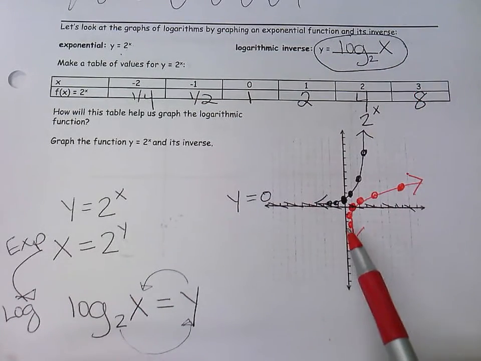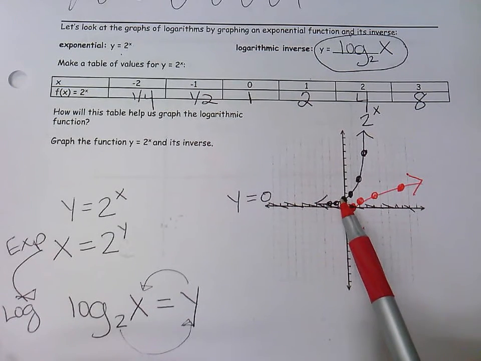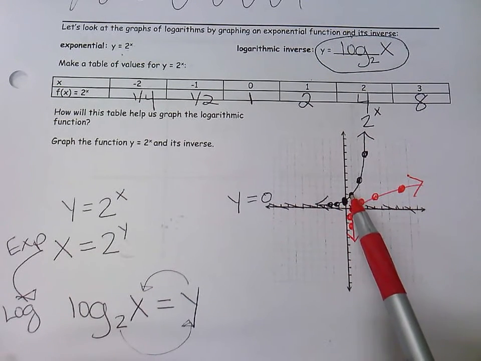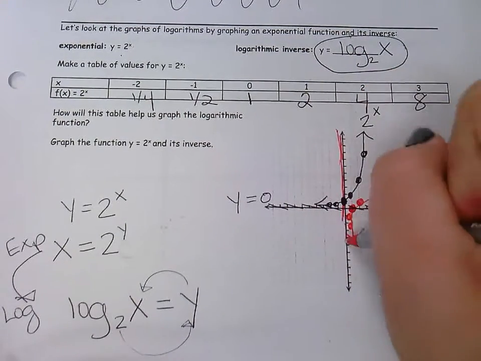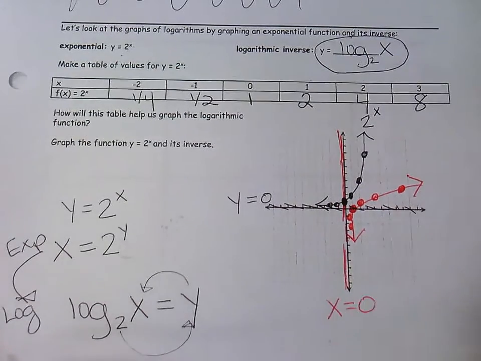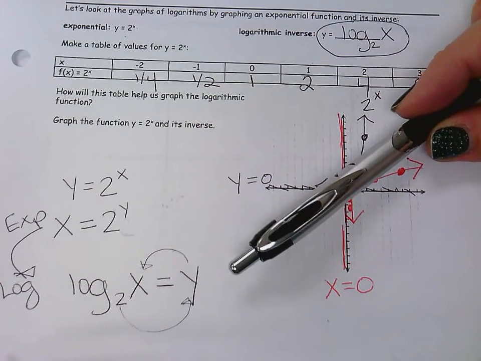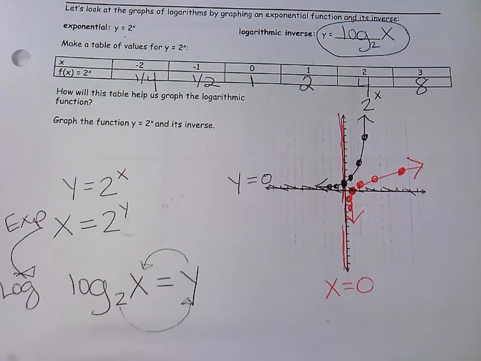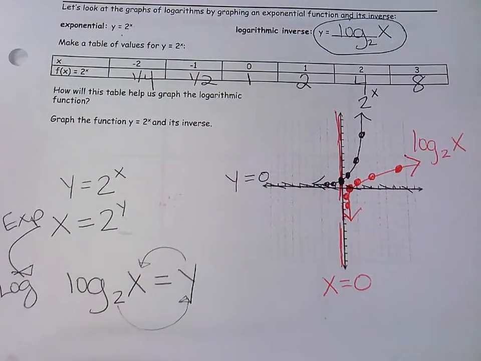So it always goes through the x-intercept at 1, 0, because the y-intercept was 0, 1. And then if this was 1, 2, I'm just switching that to 2, 1. It has an asymptote, so the red graph has an asymptote at x equals 0. Remember, they should be mirror images over the line y equals x. So see how if I hold my pen there, they're a reflection over that line, y equals x. So this is the log base 2 of x. So we've got the exponential function and its inverse.